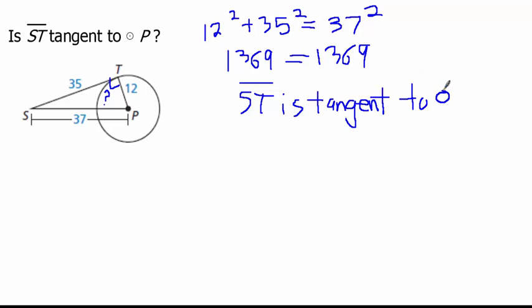To little baby circle P. Okay, all you're looking for is using the Pythagorean theorem, because you know that if it is a right triangle, then it is a tangent.